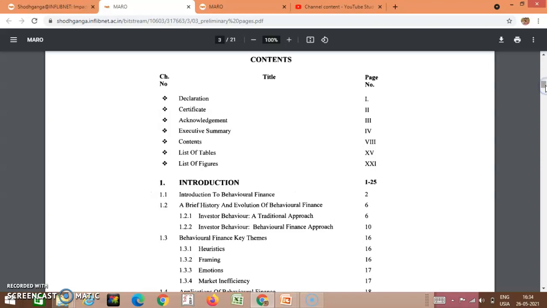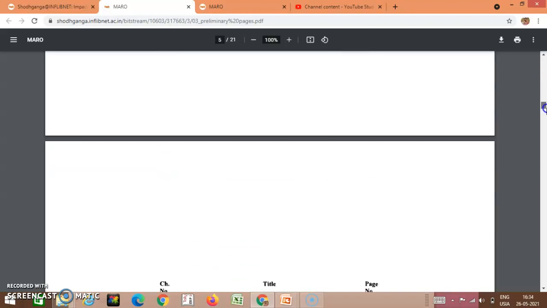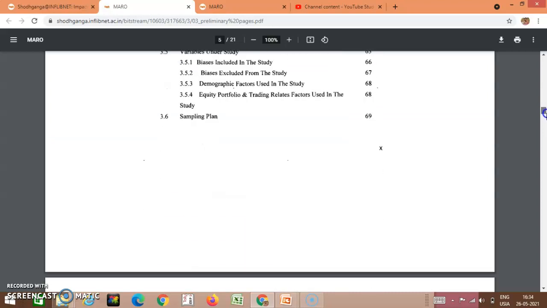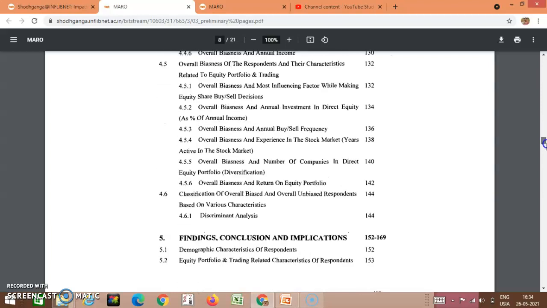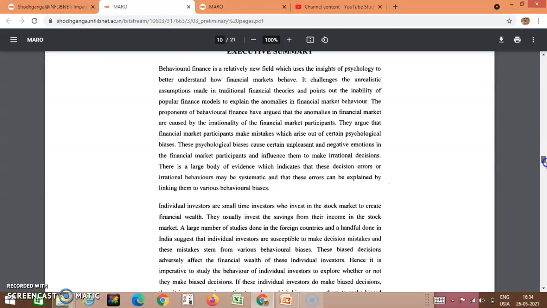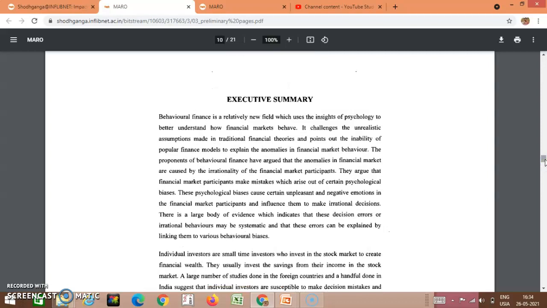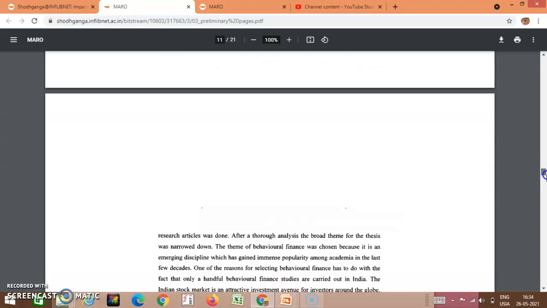Then the list of contents. Whatever is there in the report is properly arranged with page numbers in this content section. Title and all these things have been written here. Then the executive summary. Sometimes if it is done for some professional work, then we will have to add an executive summary also. This I can include.